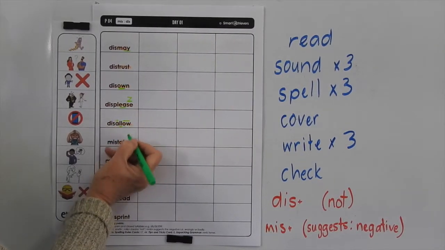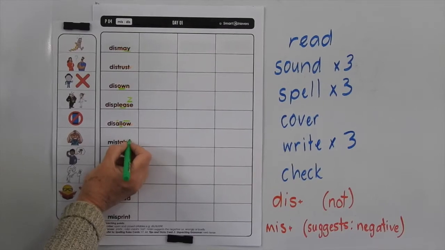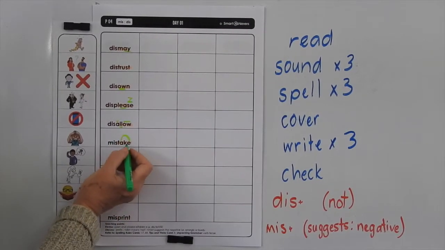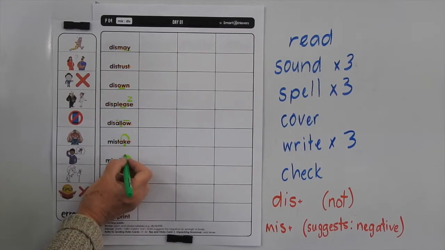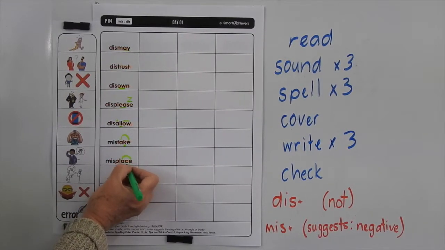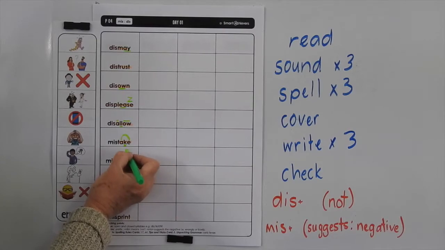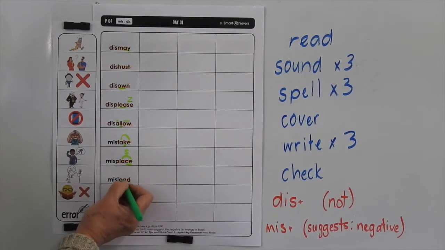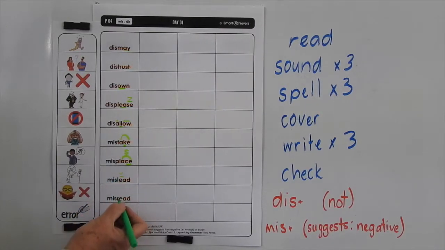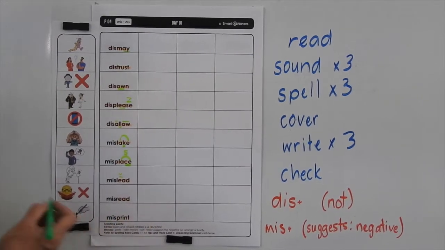with the OW. Mistake, you've got the E making the A make a long sound, and we know after a long sound we use a K. Misplace, we've got the E making the A make a long sound, and the CE at the end is making that S ending. Mislead or misled, EA can make both a long and a short vowel sound, so you'll have to use it accordingly. Misread or misread is the same. Print is quite an easy one.